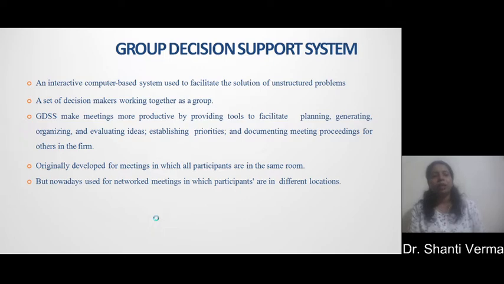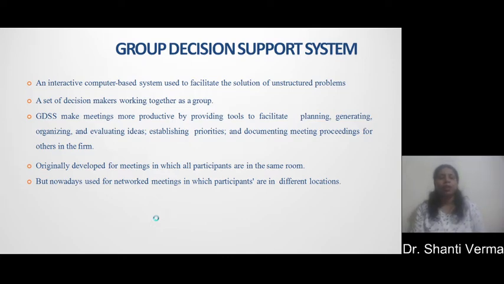GDSS is an interactive computer based system that is used to facilitate the solution of unstructured problems. In GDSS, there is a set of decision makers working together as a group. In DSS, there is only one decision maker, but in GDSS, there is a set of decision makers. GDSS makes meetings more productive by providing tools to facilitate planning, generating, organizing, and evaluating ideas. It is also used for establishing priorities and documenting meeting proceedings for others in the firm.